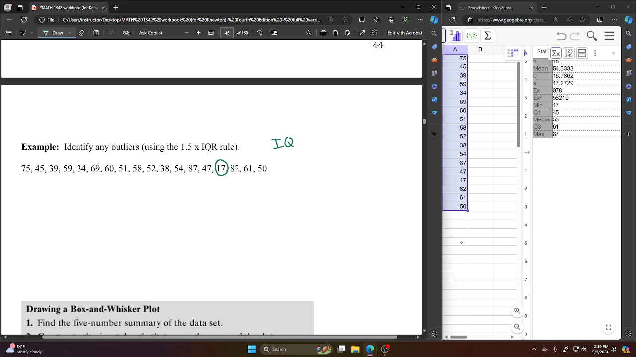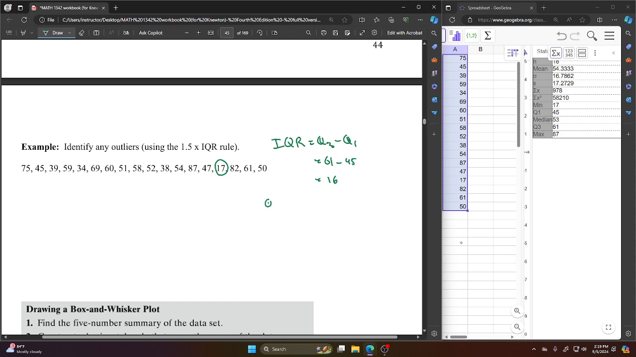Let's do the IQR. It's again Q3 minus Q1. Oh, you already got it? 61 minus 45? What is that then? Not 20. Is it 16? 16? Okay, I'm trusting y'all.